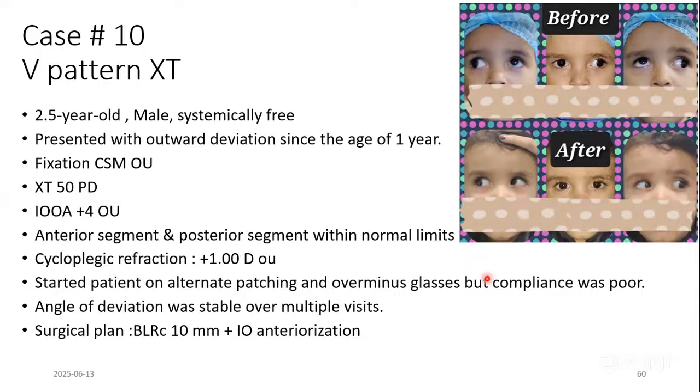So as I mentioned, in some cases where the patient is having a large constant exotropia and you tried everything, nothing works, then you can go for the surgery. But if you go for the surgery, do not aim for overcorrection, aim for orthotropia. Okay?